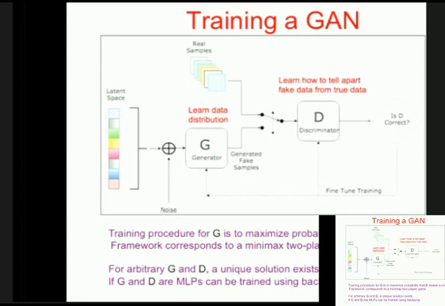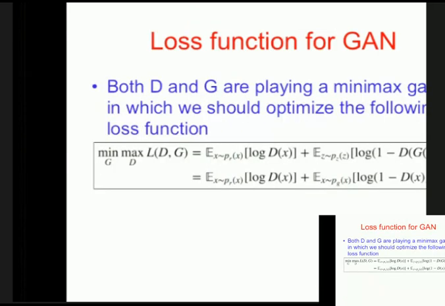For arbitrary G and D, a unique solution exists. If G and D are multilayer perceptrons, like our standard neural networks, they can be trained using backpropagation. So it's just connecting these things up and going back and training them. And there's a lot of interesting mathematics that goes here. And so what kind of loss function do you use here? Both D and G are playing a minimax game. Old AI used to begin with alpha, beta, and minimax, and things like that. So some old AI ideas are still useful.